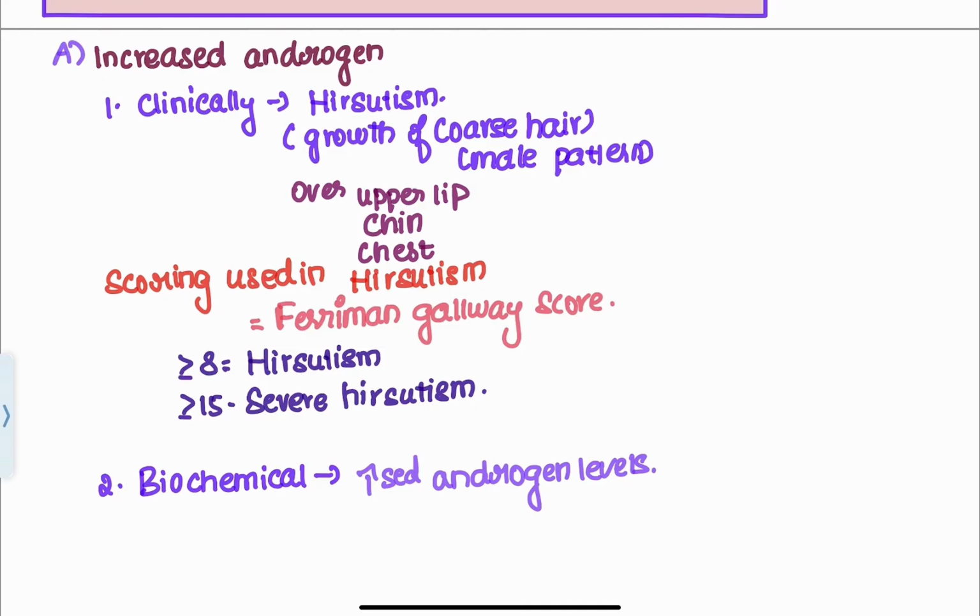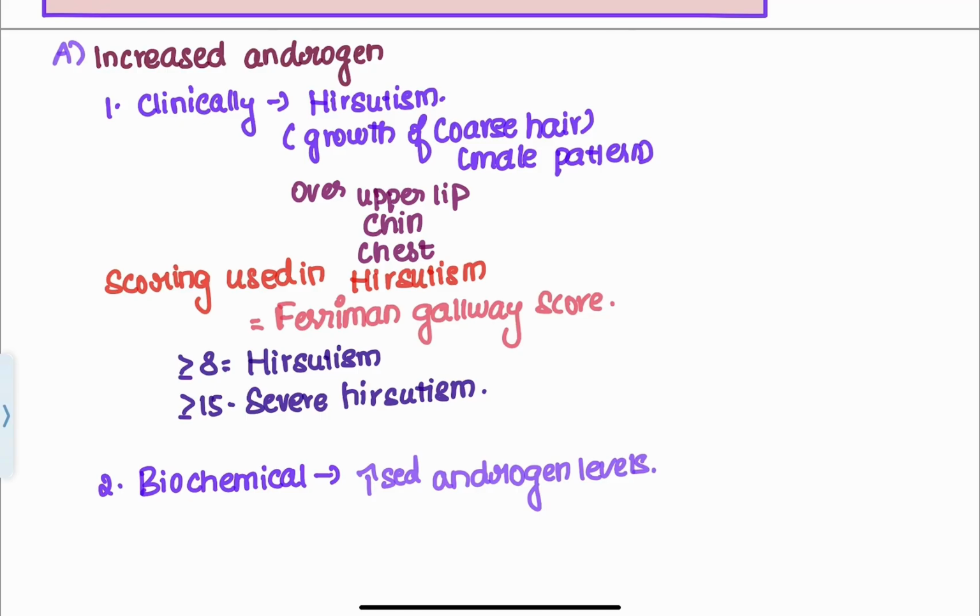So that is called hirsutism. Is that clear? So increased androgens will present clinically as hirsutism. There is a scoring which is used in hirsutism, and that scoring is the Ferriman-Gallwey score. If the score is more than or equal to 8, it is a case of hirsutism. The female is a case of hirsutism if the Ferriman-Gallwey score is more than or equal to 8.